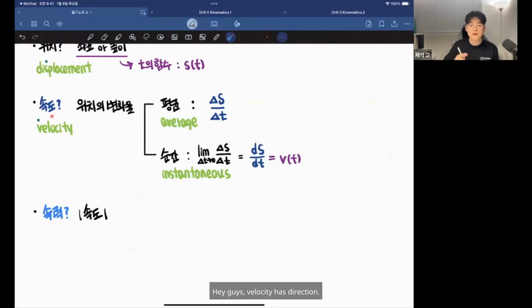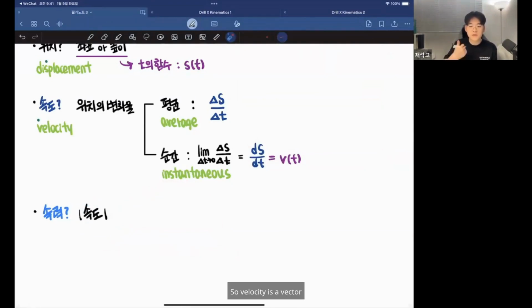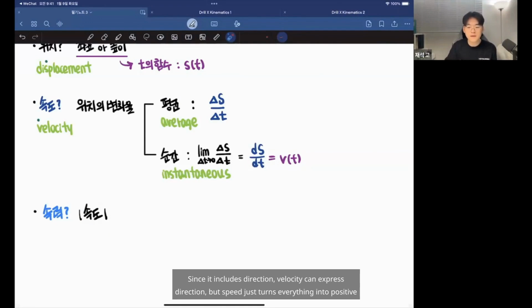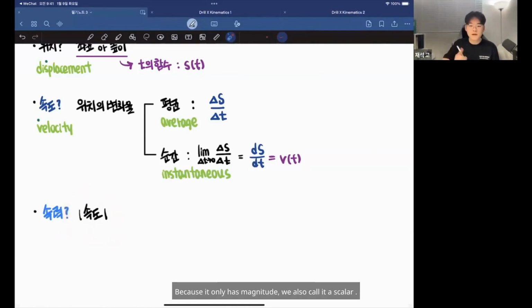Hey guys, velocity has direction. How do we express that direction? If this is movement in one dimension, it tells us the direction with plus and minus, right? So velocity is a vector. Since it includes direction, velocity can express direction, but speed just turns everything into positive whether it is plus or minus, right? So it can't express direction because it only has magnitude. We also call it a scalar. This is a scalar value and a vector value.